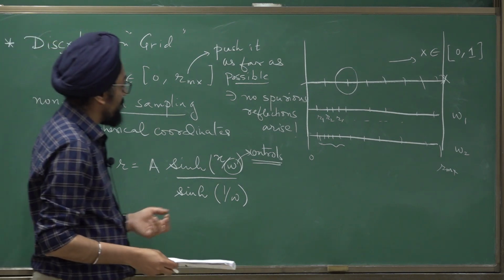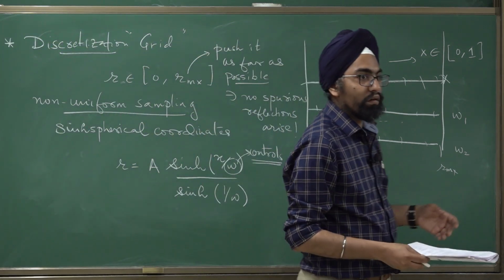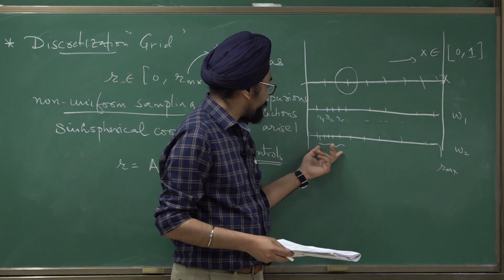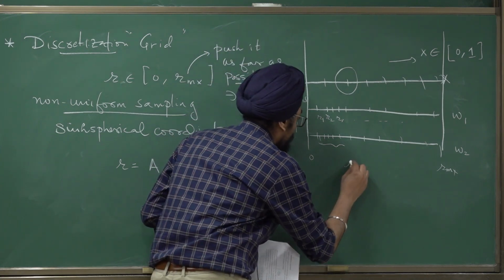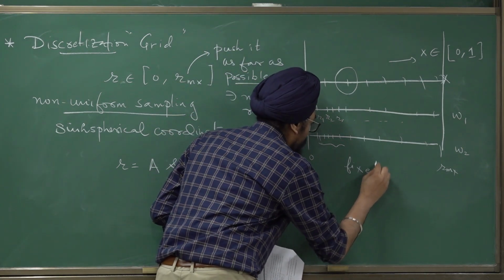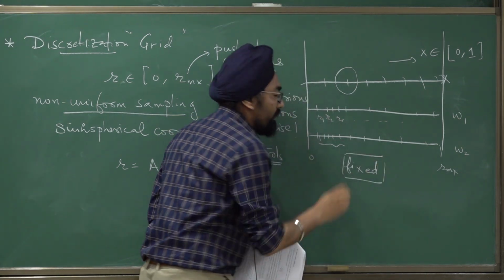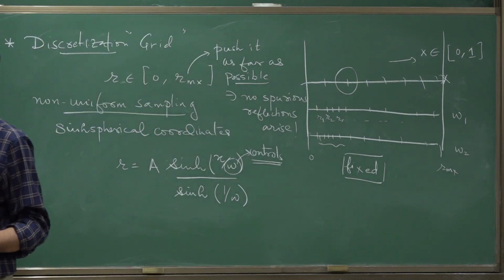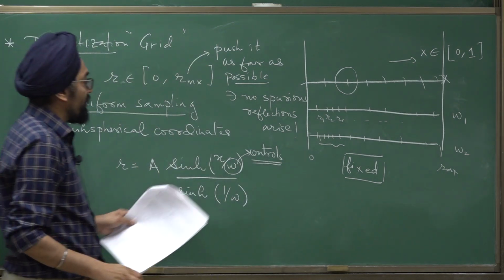As I was saying yesterday, this is a grid which is again a fixed sampling. That is, once you have specified this function, the grid sampling is fixed.